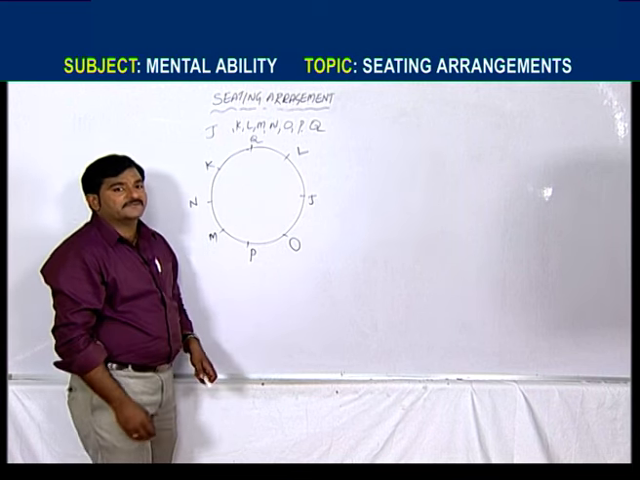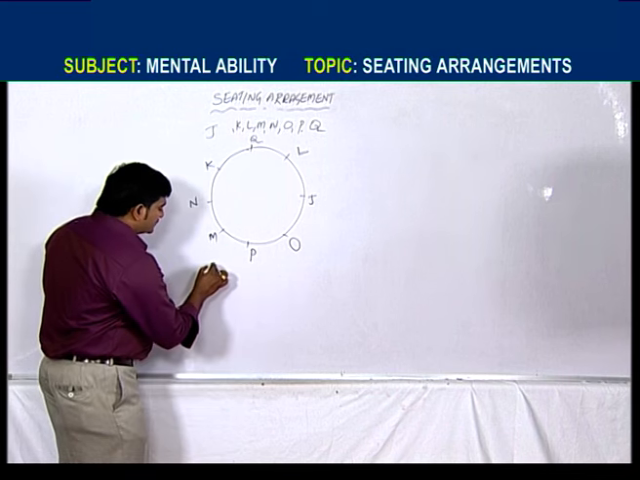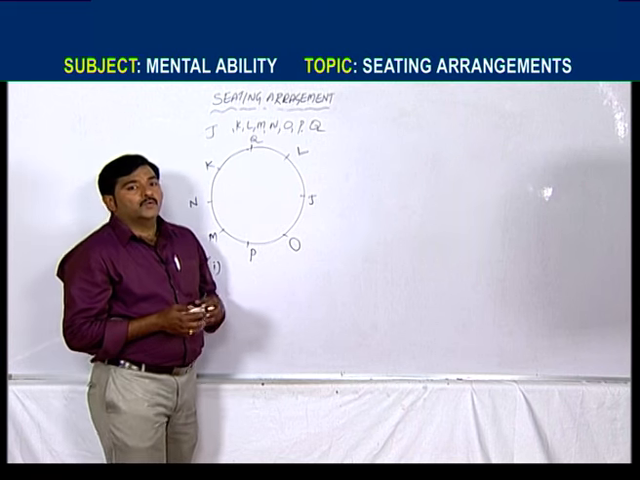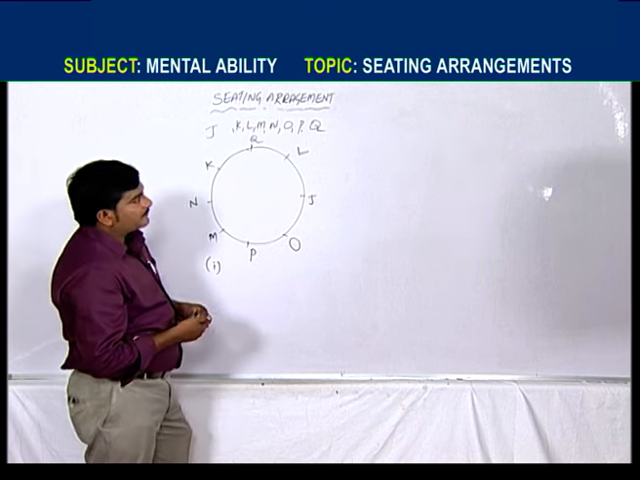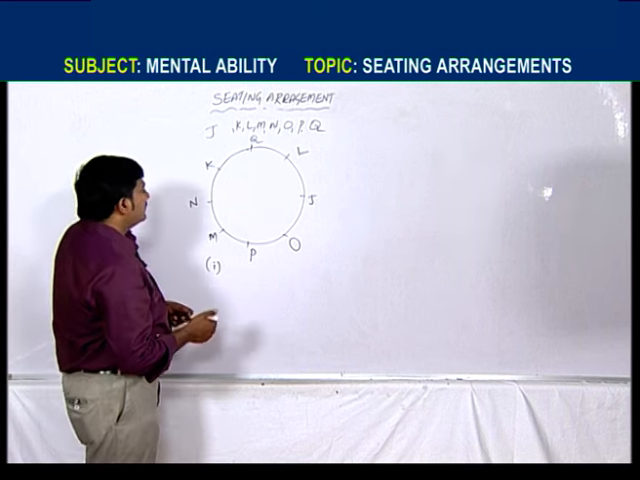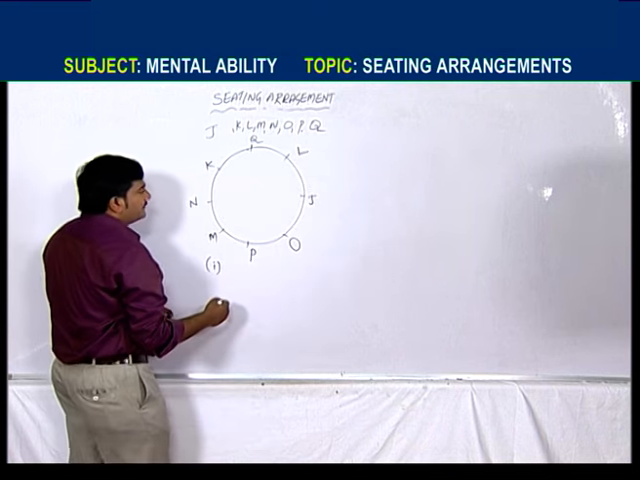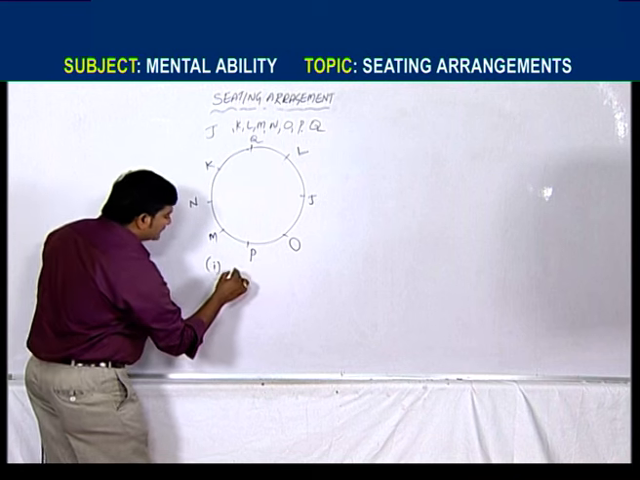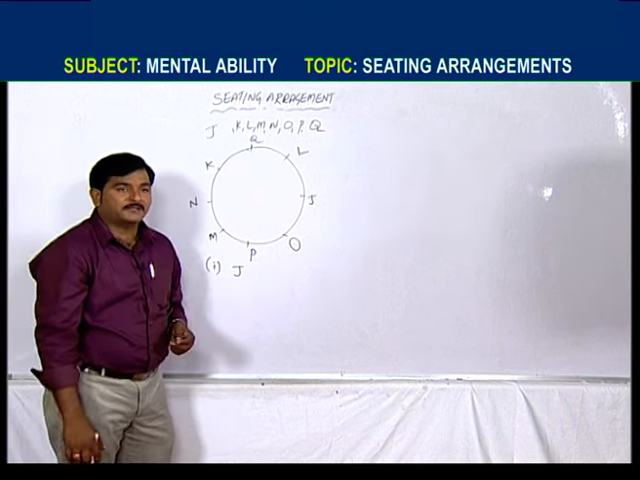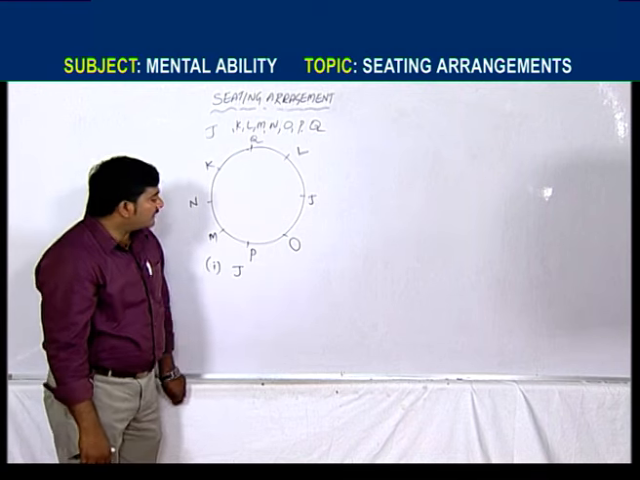Questions are as follows. There are five different questions. We'll take the first question. What is the first question? Who is the immediate left of L? Think that L is facing towards the center. Who is the immediate left of L? It's very clear, J is the immediate left of L, right? So he is facing towards center. Obviously J is the immediate left of L.